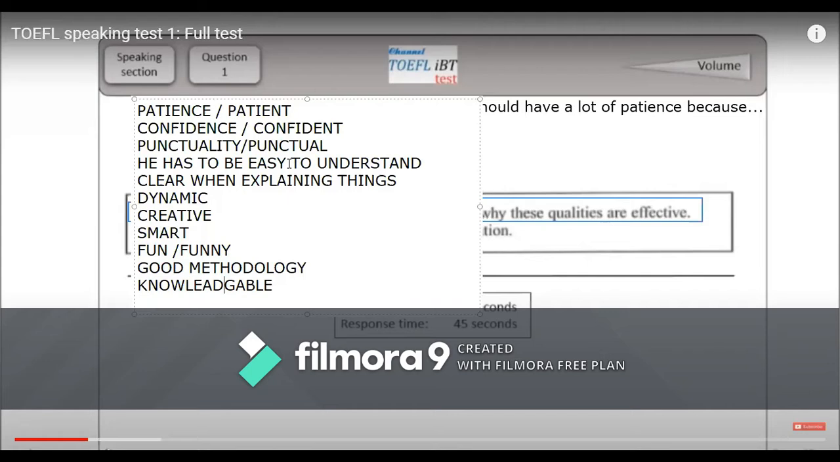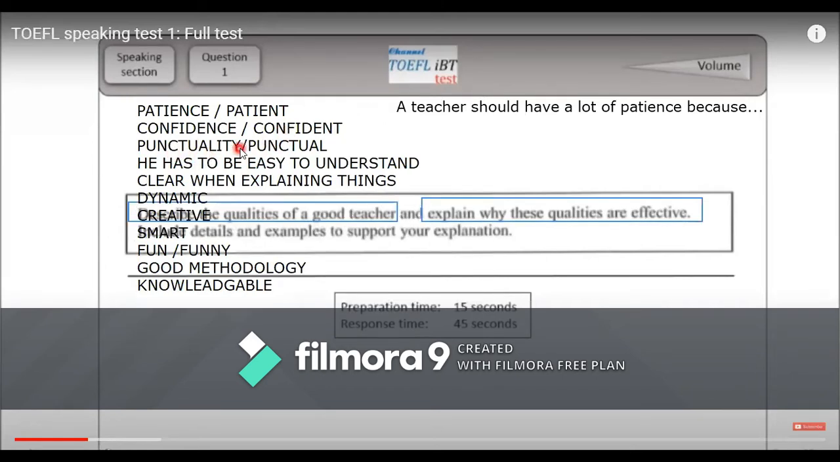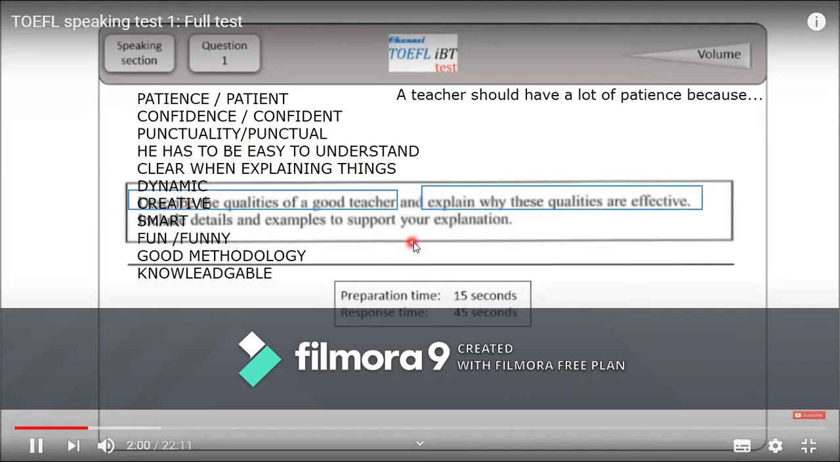Repeat. Patience, patient. Confidence, confident. Punctuality, punctual. Easy to understand. Clear when explaining things. Dynamic, creative, smart, fun, funny, good methodology, knowledgeable.